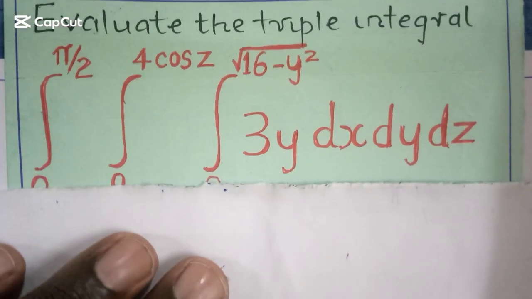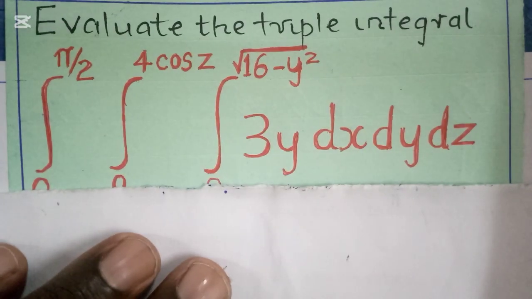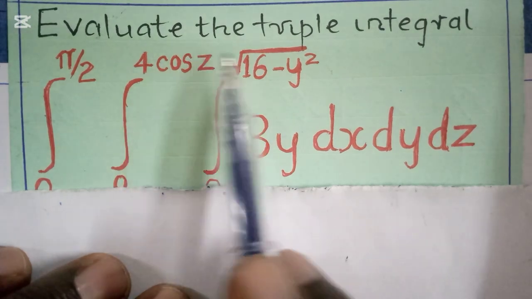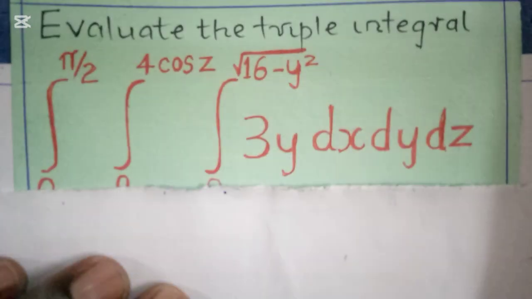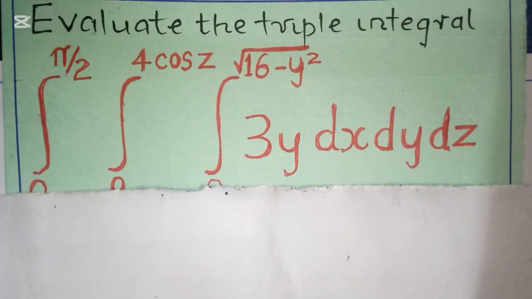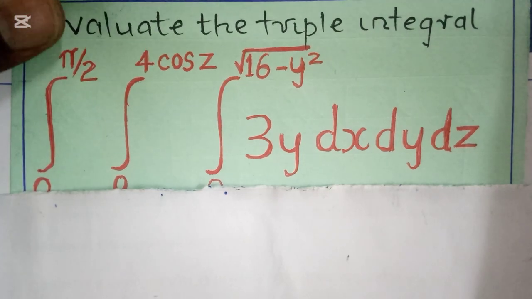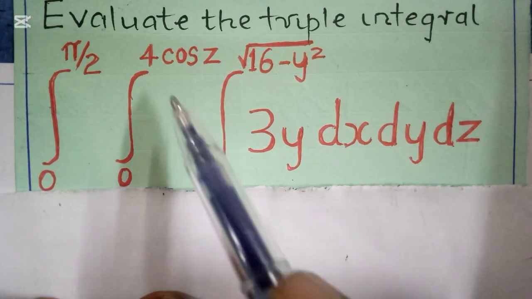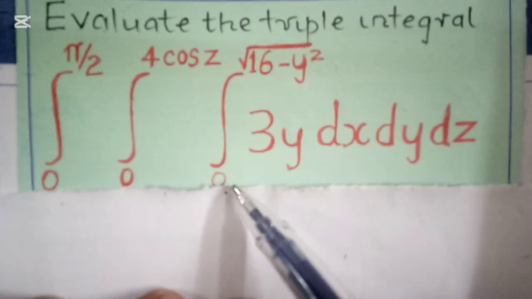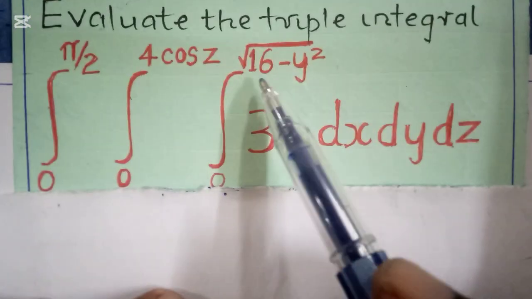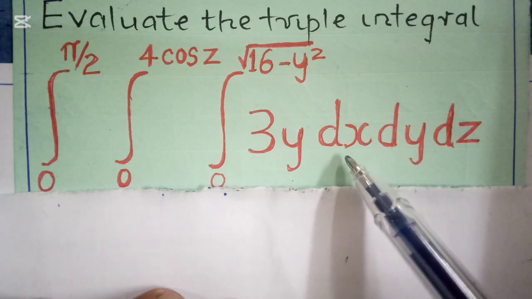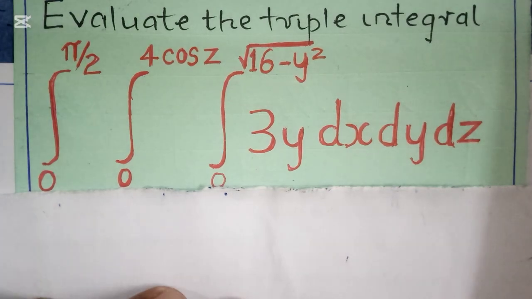Hi guys, let's solve this problem as I read the question first. Evaluate the triple integral. You have here the integral from 0 to pi over 2, then the integral from 0 to 4 cos z, then the integral from 0 to square root of 16 minus y squared, of 3y dx dy dz.